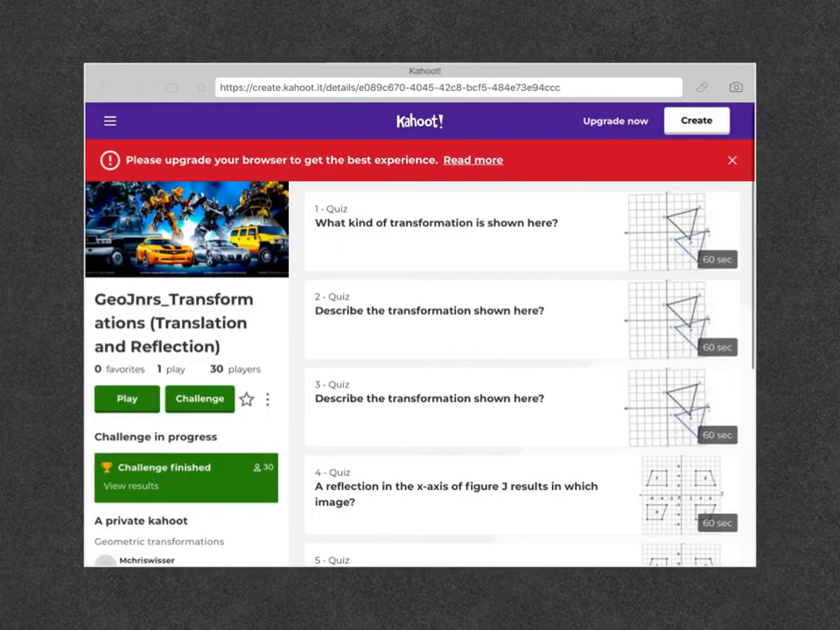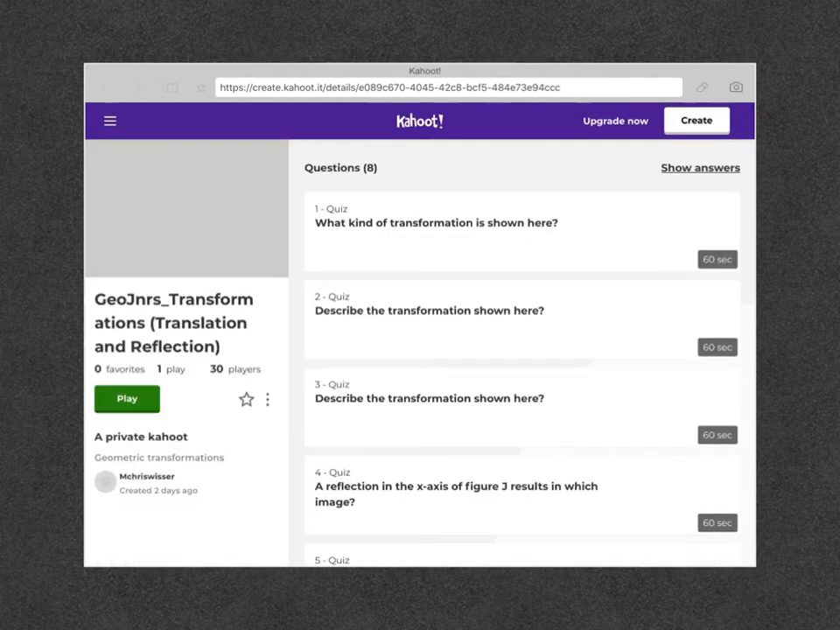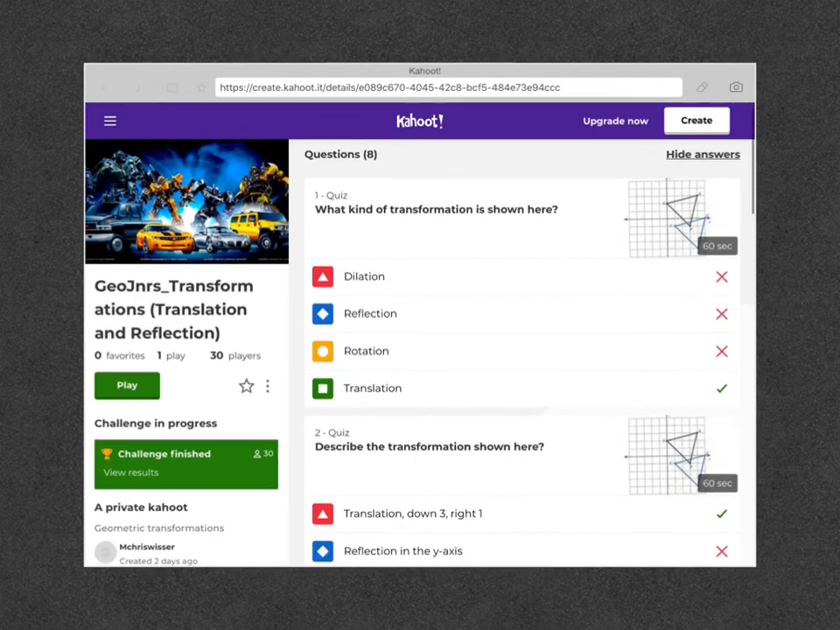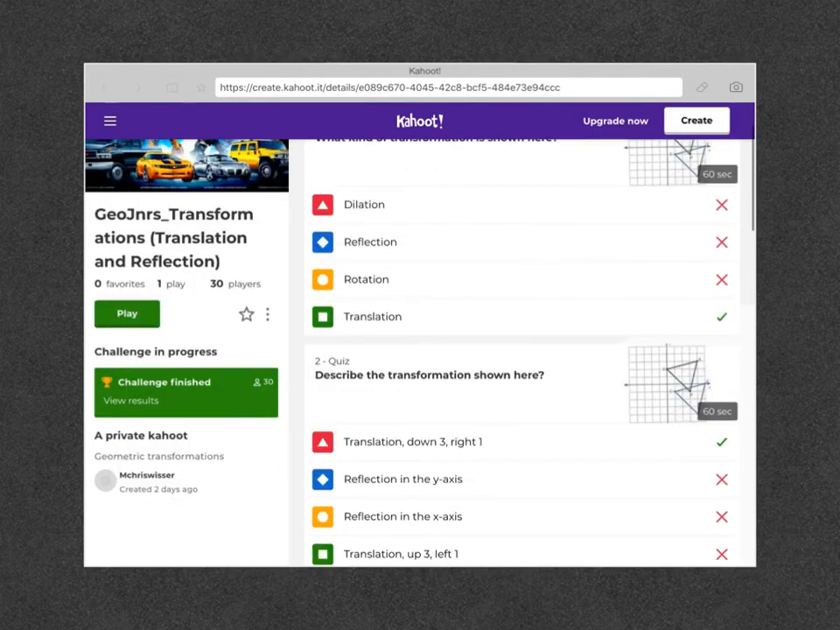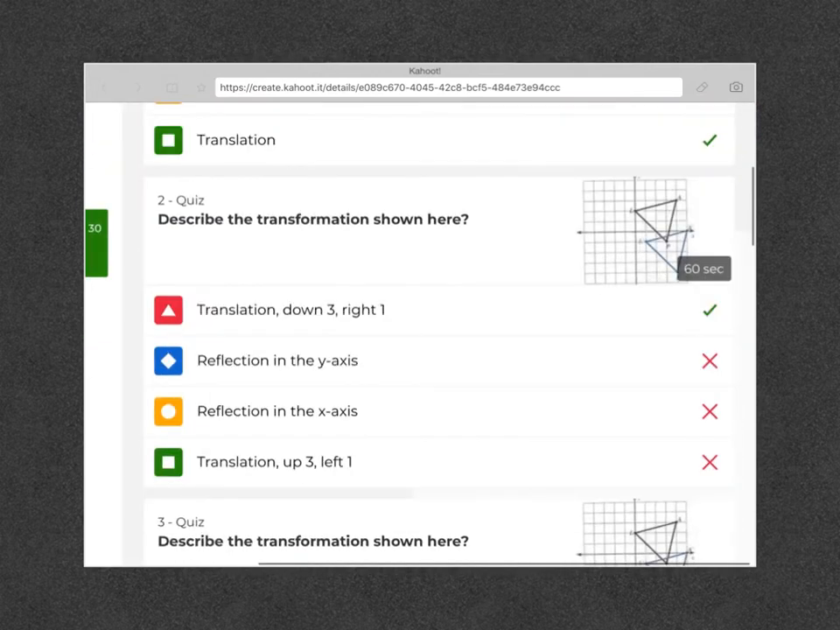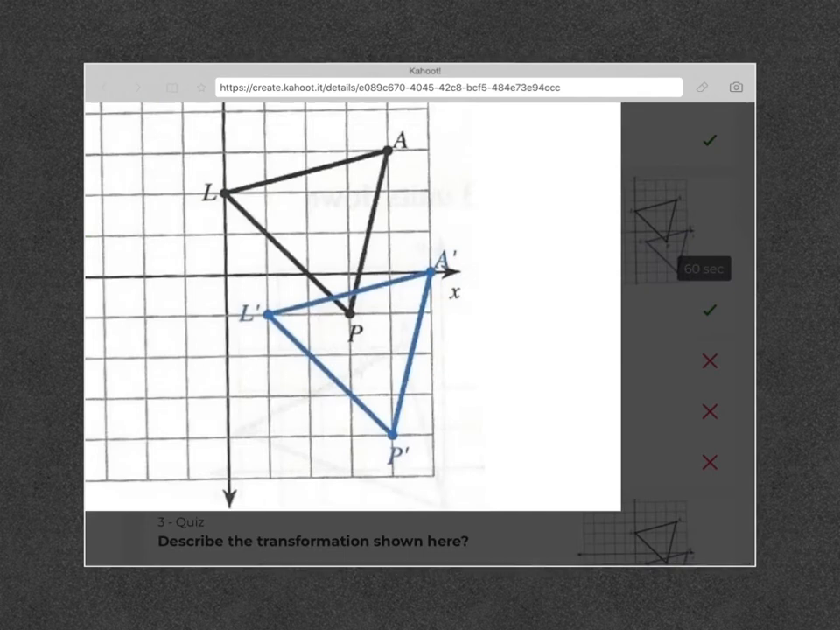All right, here's the Kahoot. So we're going to actually look through these. This first question was a translation. Everything was shifted down 1. If you look at the actual picture for number 2, it asked what the translation was. So if we were to count, we would have gone to the right 1 and then down 1, 2, 3. So the x is 1 and the -3 was the y.